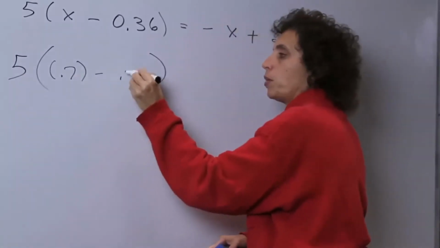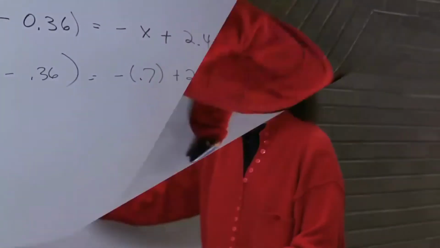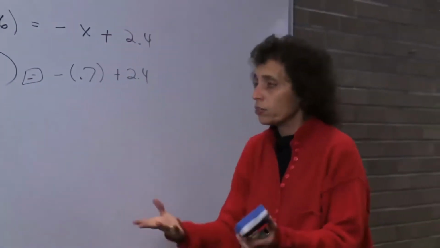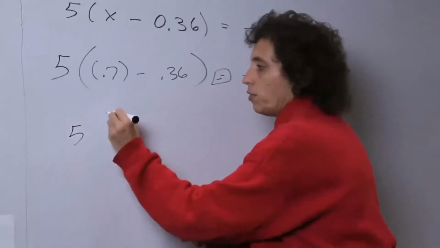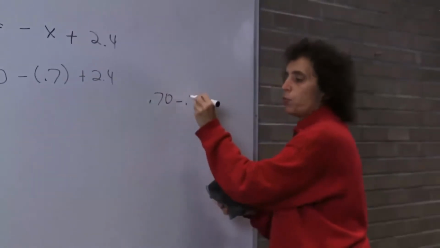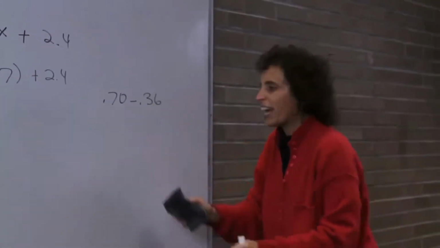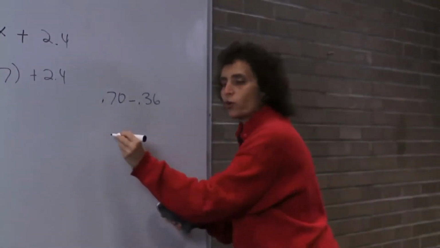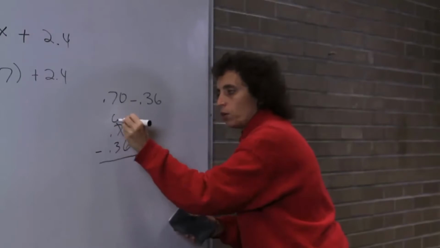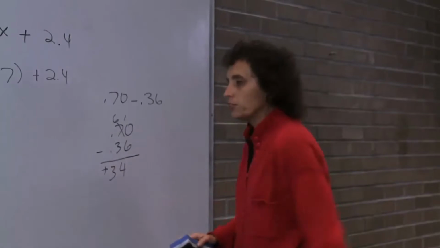5 times (0.7 minus 0.36) equals negative 0.7 plus 2.4. I'm going to go straight down on the left side and pray it equals the right side. Ready? This is 5 times the following, but this is 0.70. I could write 0.70 minus 0.36. I have 70 cents, I owe you 36 cents, so I have to subtract. I have more than I owe, so the answer is going to be positive. So 0.70 minus 0.36, borrow, you get 4. 6 minus 3 is 3. And it's positive 0.34.